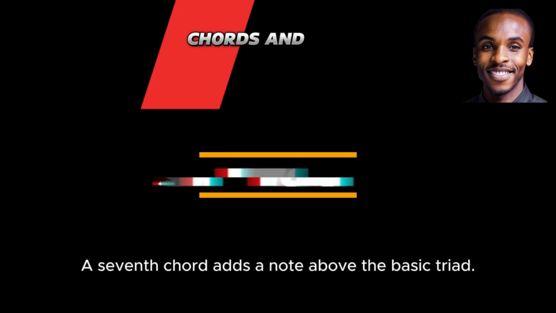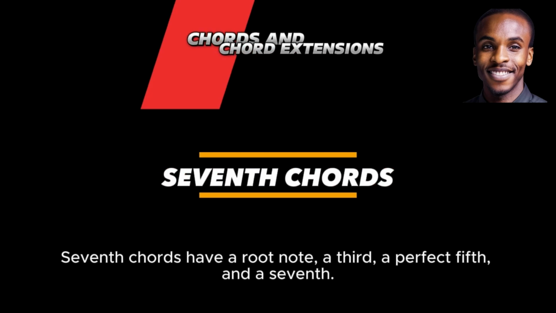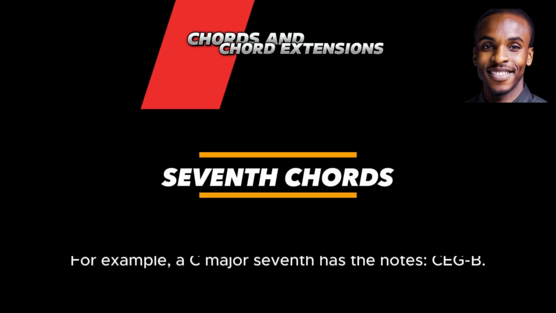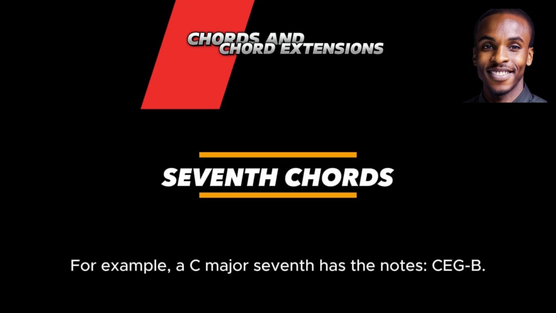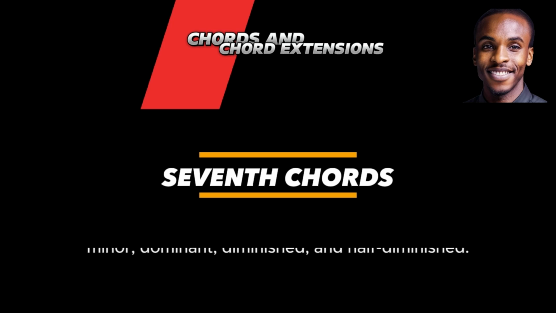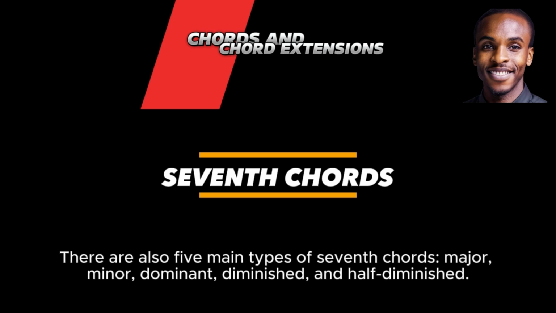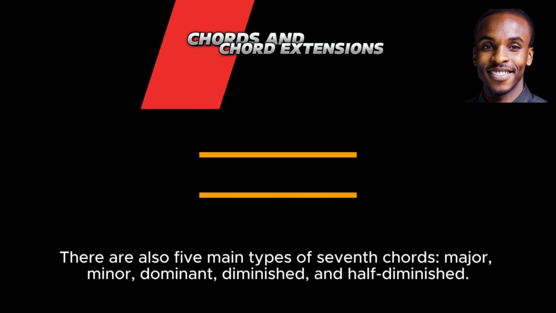7th chords. A 7th chord adds a note above the basic triad. 7th chords have a root note, a third, a perfect fifth, and a 7th. For example, a C major 7th has the notes C, E, G, B. There are also 5 main types of 7th chords: major, minor, dominant, diminished, and half diminished.